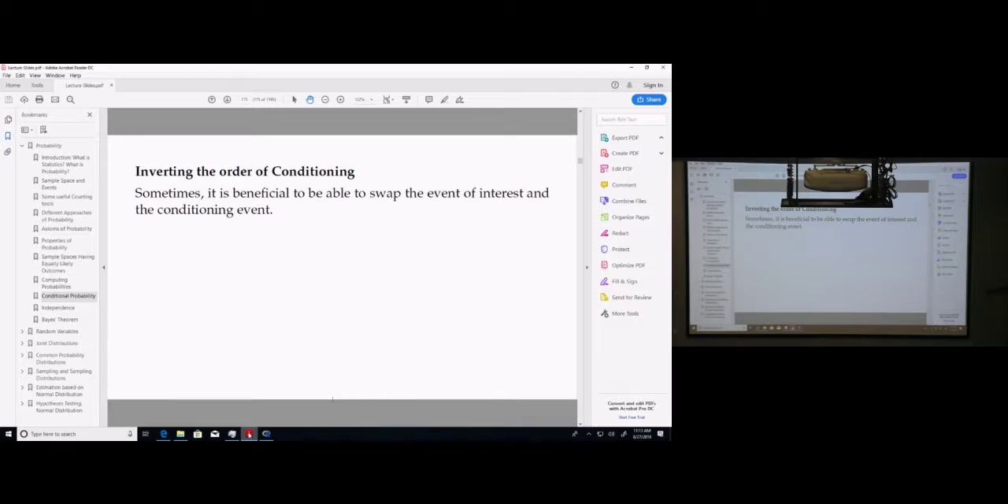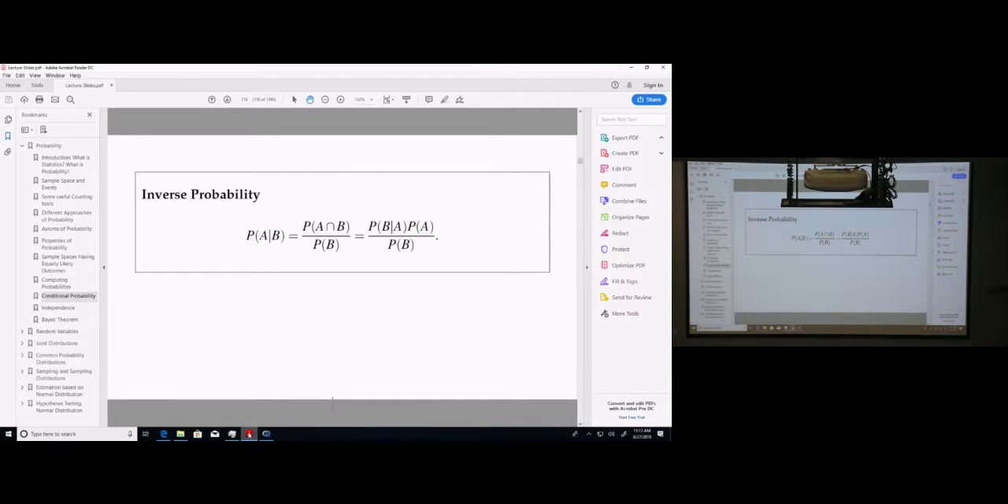Now, inverting the order of conditioning. It says that sometimes it's beneficial to be able to swap the event of interest and the conditioning event. So the inverse of the probability. Maybe I will explain it when we come to Bayes' theorem. So this is, again, by definition, the probability of A conditioned on B.